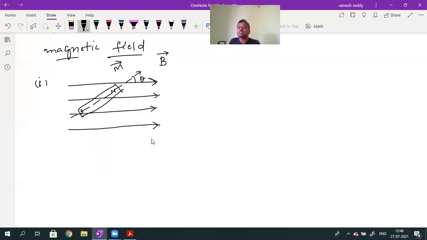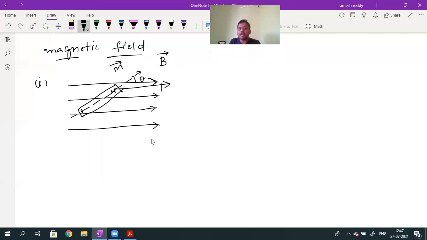Whenever a bar magnet is placed in an external uniform magnetic field, the north pole will experience a force and the south pole will also experience a force. The north pole will experience a force in the direction of the magnetic field. The south pole will experience a force in the direction opposite to the magnetic field. So what is the force acting on the north pole? North pole will experience a force in the direction of B bar.